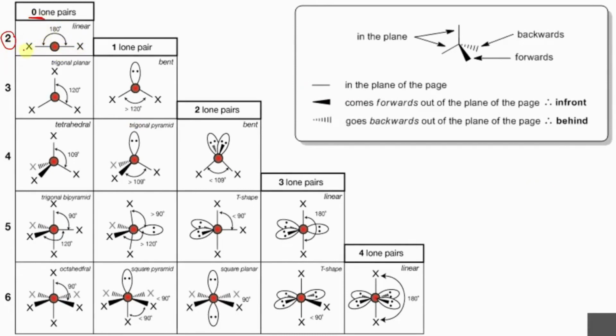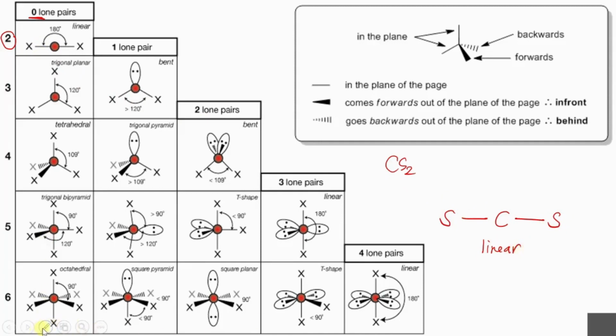Again, just copy this format here. Here we have CS2. On this case the center is carbon. Then here we have two sulfur on the sides. Then the shape here is linear. Okay, that's the shape of this molecule.